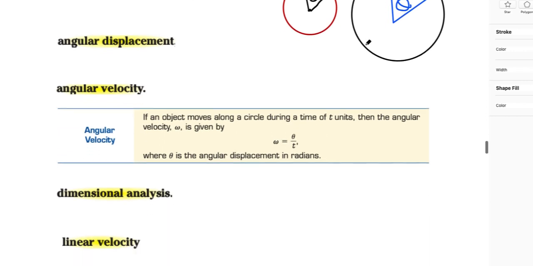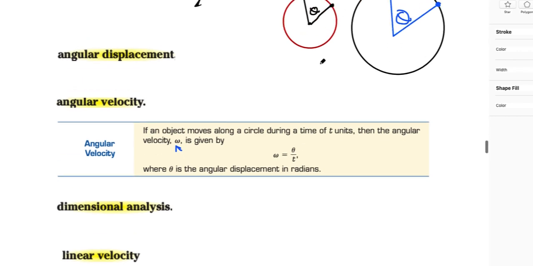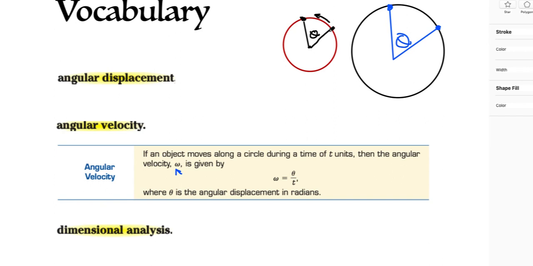So when we talk about angular displacement, or movement along a circle, we also come up with this concept of angular velocity. The angular velocity, which is given by this Greek letter, omega, is equal to the angular displacement that we talked about before, divided by time. So it's, in a sense, how many degrees this particular object could travel over a certain amount of time. And so that's what angular velocity would be.